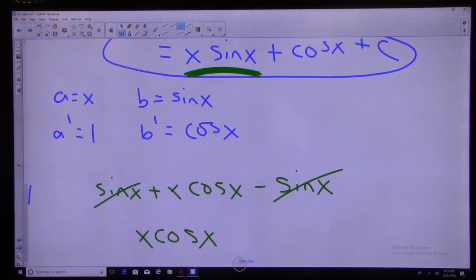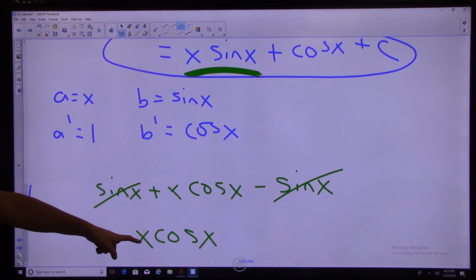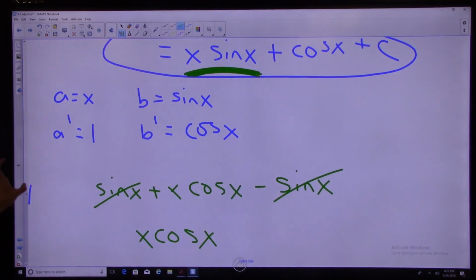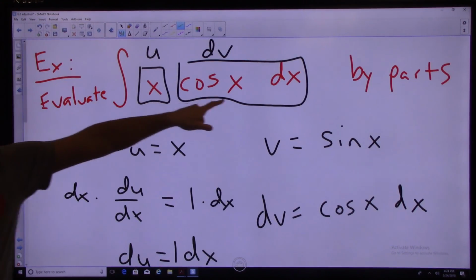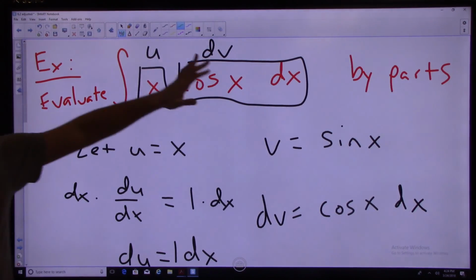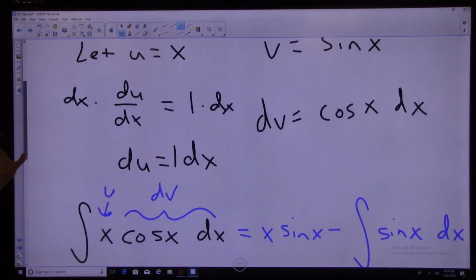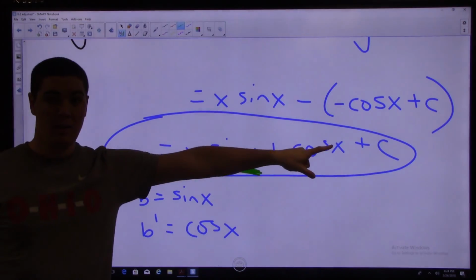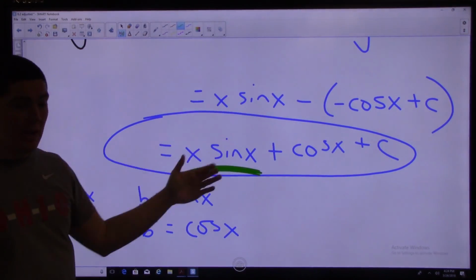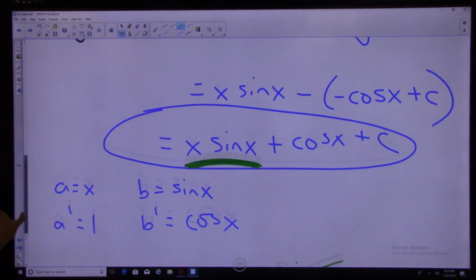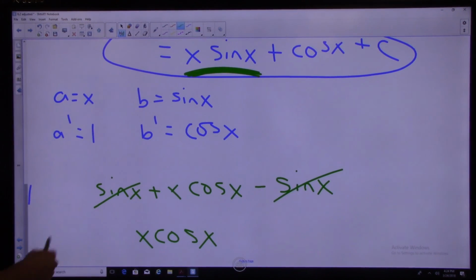The question is, does it check out? Did we get it right? Well, hopefully you can tell that we did. Isn't that what we started with? If we took the antiderivative of x times the cosine of x, we got that. But if we undo that and take the derivative of this, we should get what we started with. And we did.